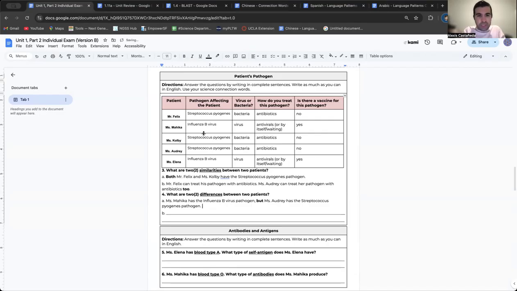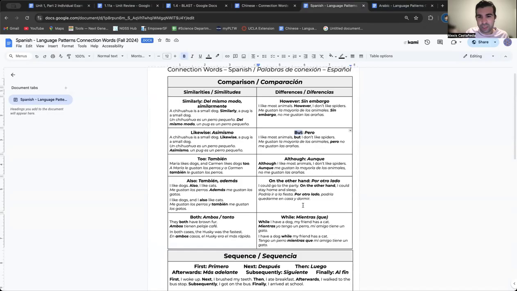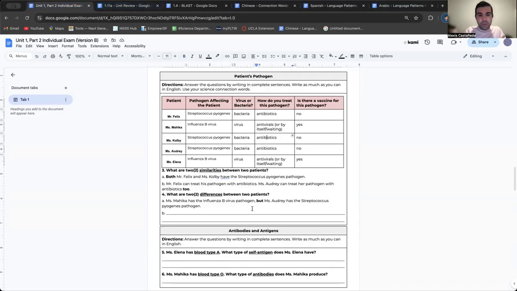Okay, let's find another difference. We can say that Miss Elena can treat her pathogen with antivirals, but Miss Colby, however, can only treat her pathogen with antibiotics. So here we have antivirals and antibiotics. Let's find another difference word. Let's use the word while. You can put while at the beginning or in the middle of a sentence. It's the same thing.